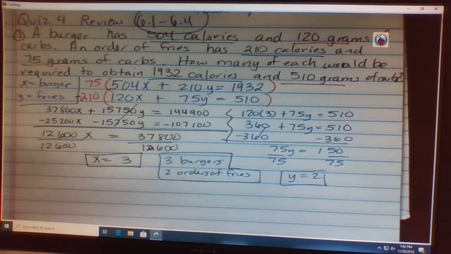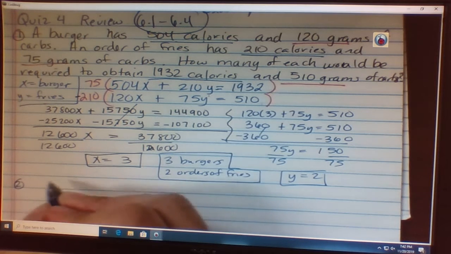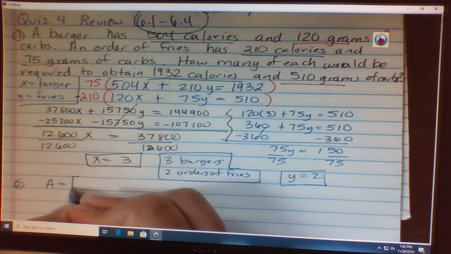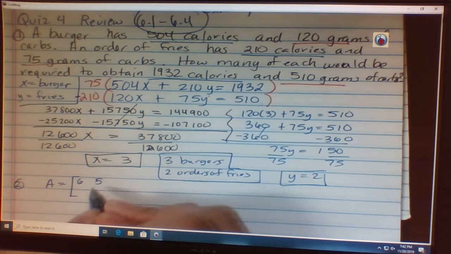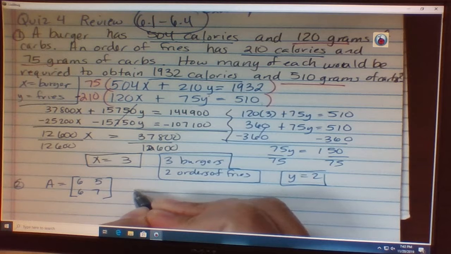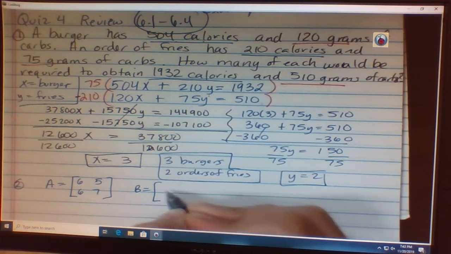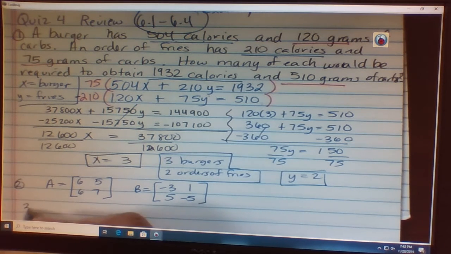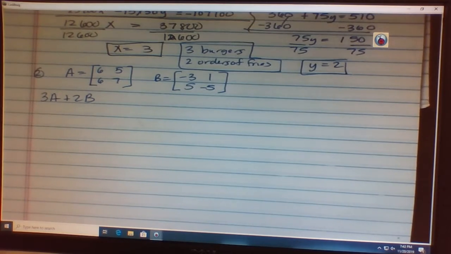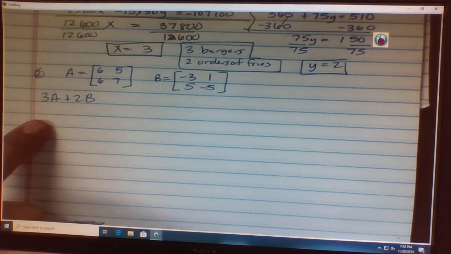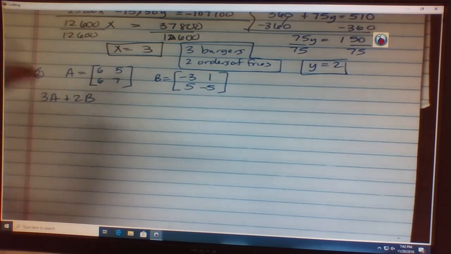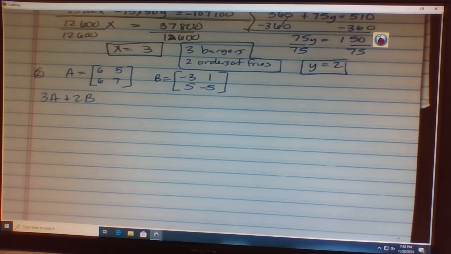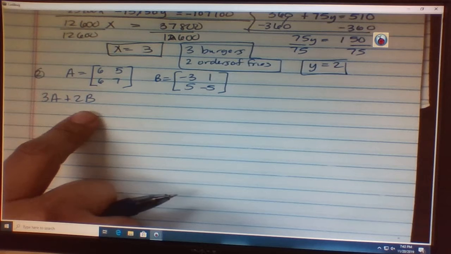So question number 1 is like this. You will have another question where they say, hey, A is 6, 5, 6, 7. B is negative 3, 1, 5, and negative 5. Can you please find 3A plus 2B? So this is 6.4 here. This was like 6.2 where you have word problems. This is 6.4 where we have scalar multiplication and addition.